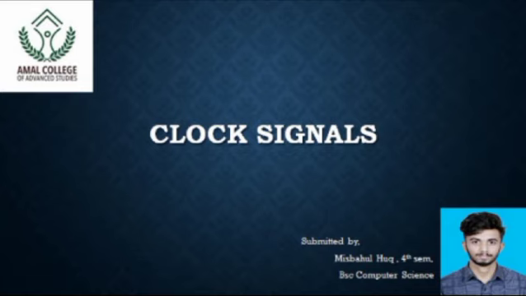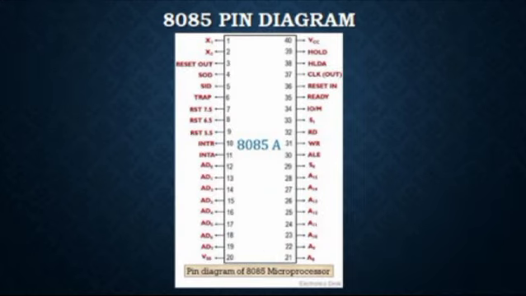I am here to present a seminar topic about clock signals. This is a pin diagram of the 8085 microprocessor. This microprocessor consists of 40 pins. There are only 3 pins in the clock signal.